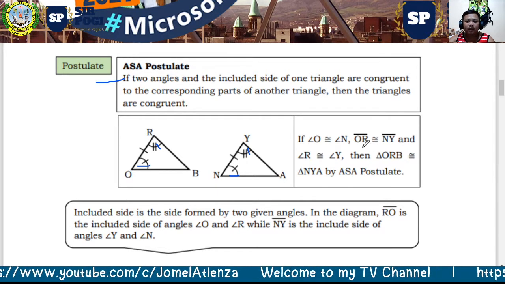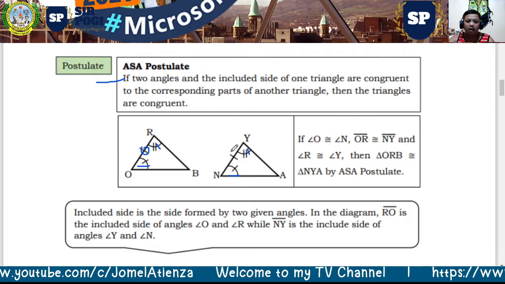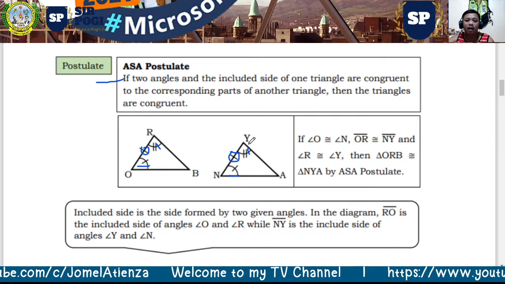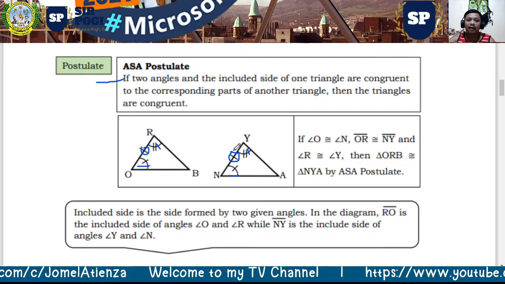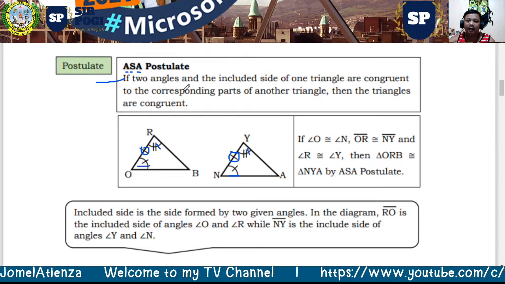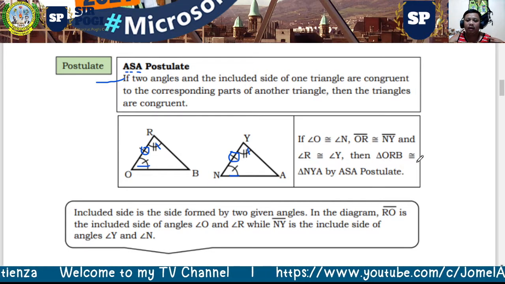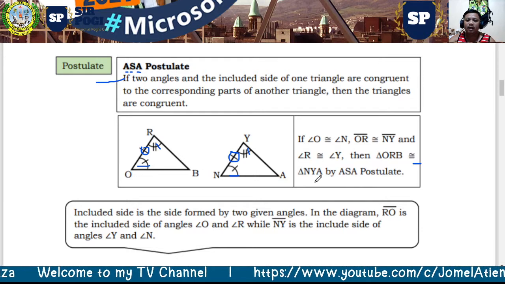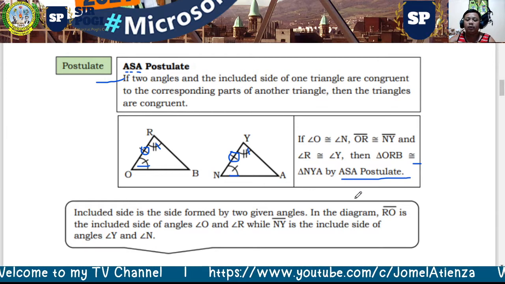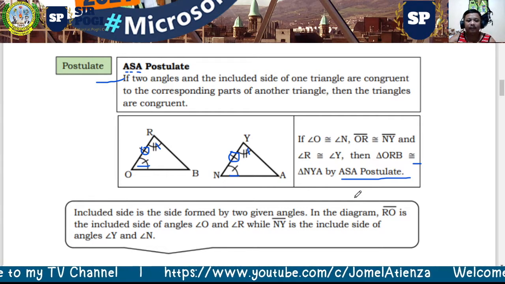And then, meron tayong OR. Ito yung OR, segment OR, or side OR. Then, NY. Okay? So, ginigit na siya ng dalawang angle. So, therefore, that is included side. Kaya nga siya ay angle, side, angle. Okay? So, therefore, triangle ORB is congruent to triangle NYA. And that is by virtue of angle-side-angle postulate.